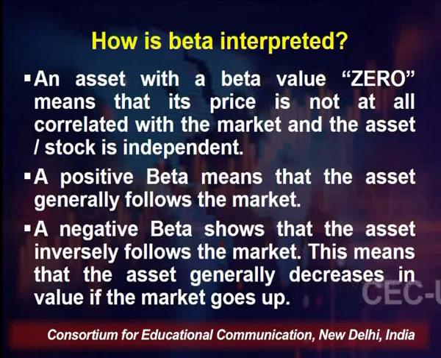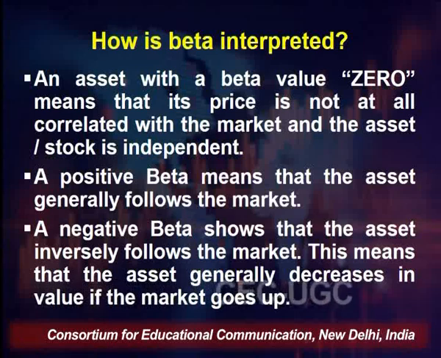A positive beta, so when we say positive beta, anything above 0, means that the asset generally follows the market. And if there is a negative beta, which is minus, it shows that the asset inversely follows the market.